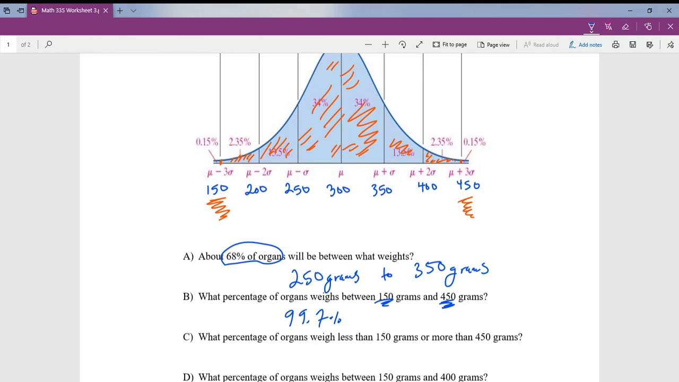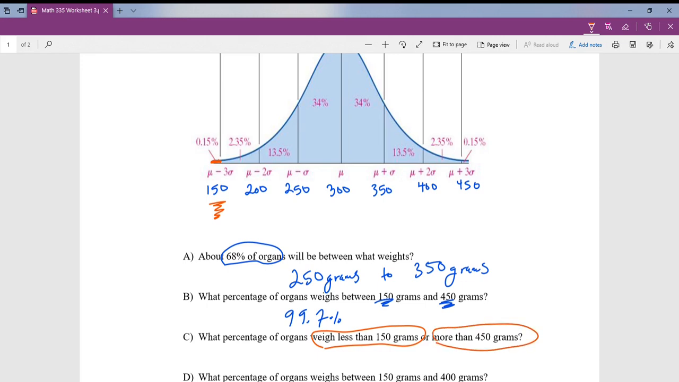Part C. What weights of organs weigh less than 150 grams or more than 450 grams? So what we're going to look for is organs that weigh less than 150 grams. This is 150, but we say less than. So we're just going to get this little tiny area here to the left of it. That's what we want. And then we want more than 450 grams. That's going to be to the right side. So we want this tiny little area here.